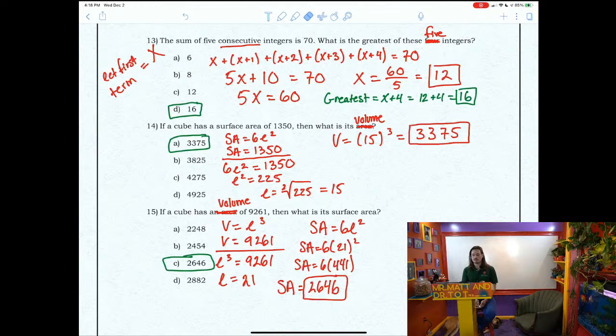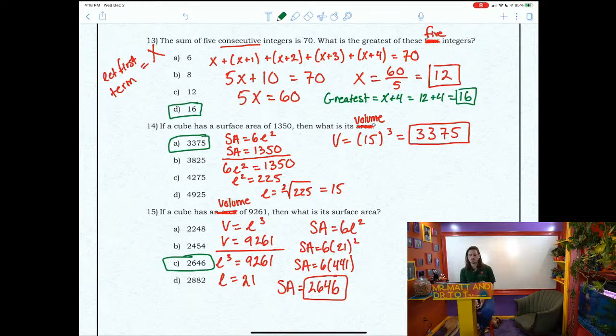So if the first term is x, the second term would be x plus 1, the third term would be x plus 2, fourth term would be x plus 3, so on and so forth. So we could say that x plus the quantity x plus 1 plus the quantity x plus 2 plus the quantity x plus 3 plus the quantity x plus 4 is equal to 70.